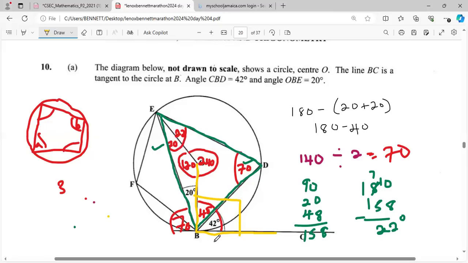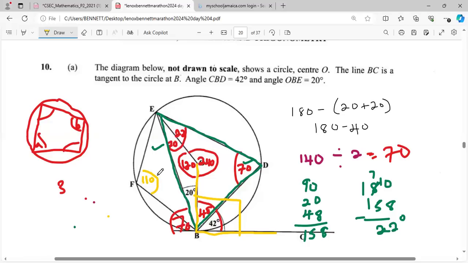If we find the cyclic for 70, would that be 110? And then the 110 would be F. And then F, B, E are one triangle by itself. So when we find F, we could find E and B, which would look like the same size.